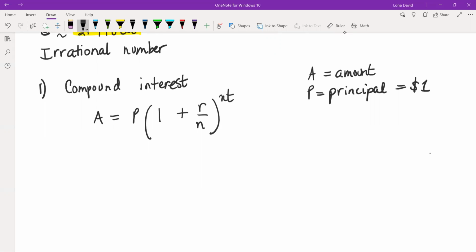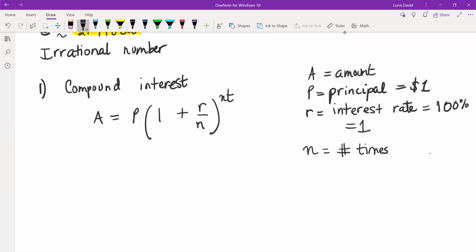All right, so then the next variable is r, and that is your interest rate, whatever the bank is going to give you. For this particular example, again, I'm going to use the simplest, which is going to be 100%, which is the same as 1, right? 100% is 100 over 100, which is 1. And n is the number of times interest gets compounded per year.